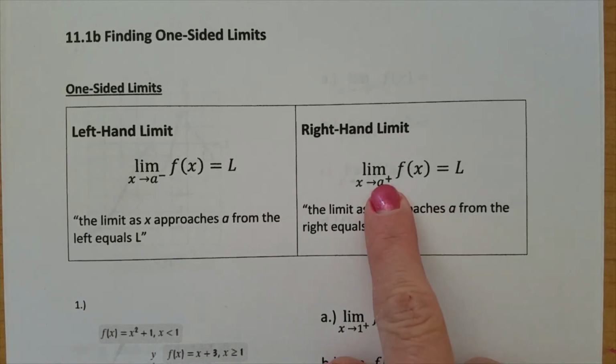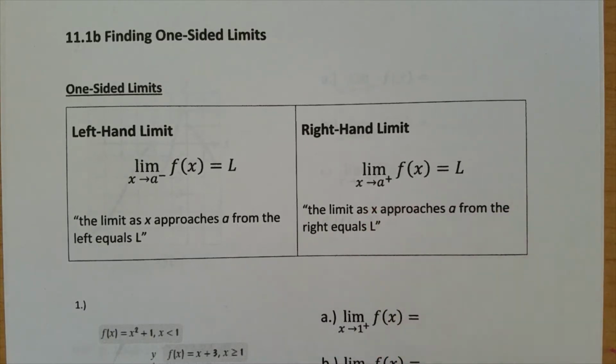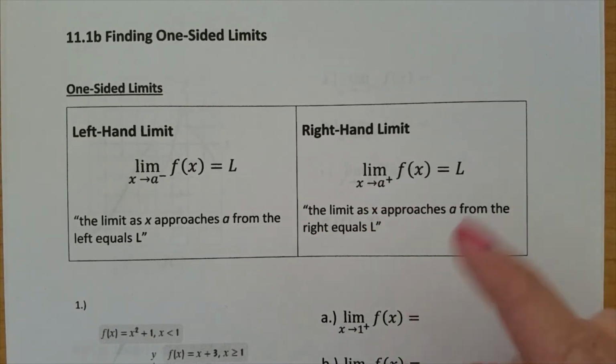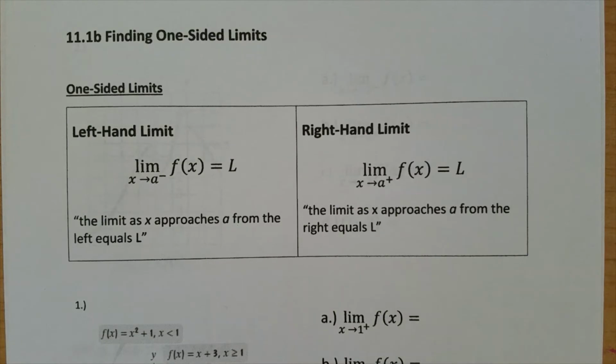Right-handed limit, you see the positive sign. That means we're on the right side of whatever your A value is, which means we're looking at the behavior of the graph as we are going right to left. The limit as x approaches A from the right equals whatever your limit is.